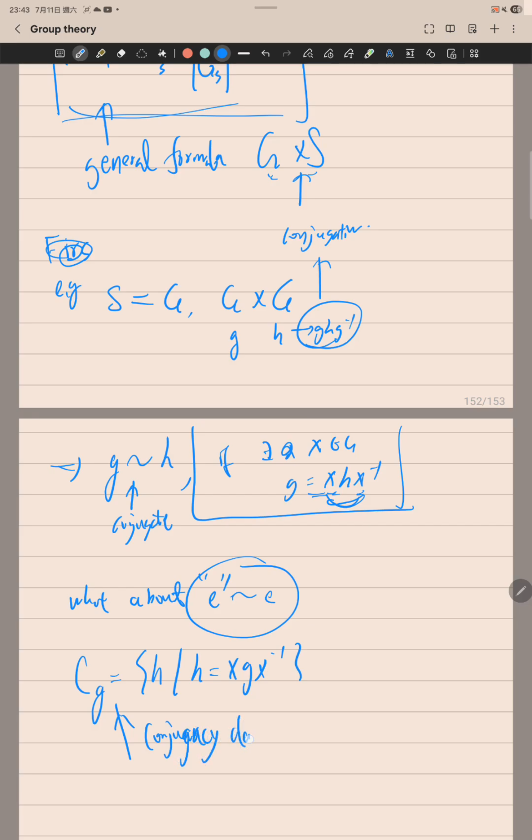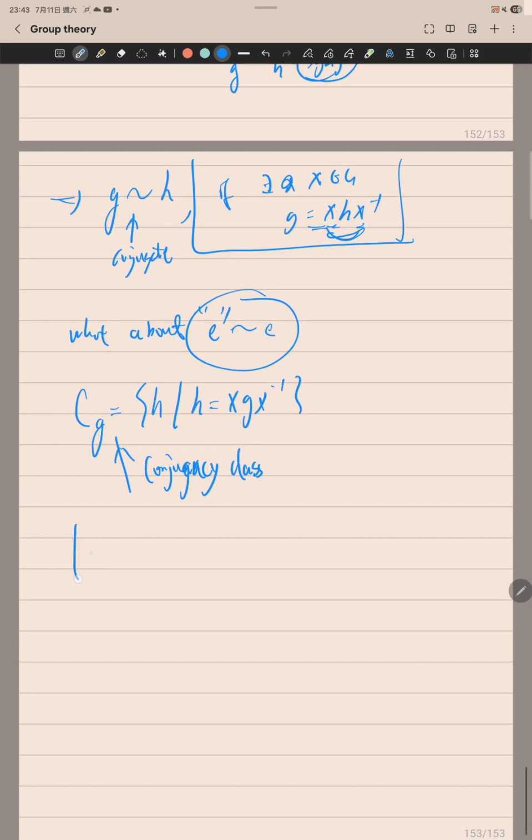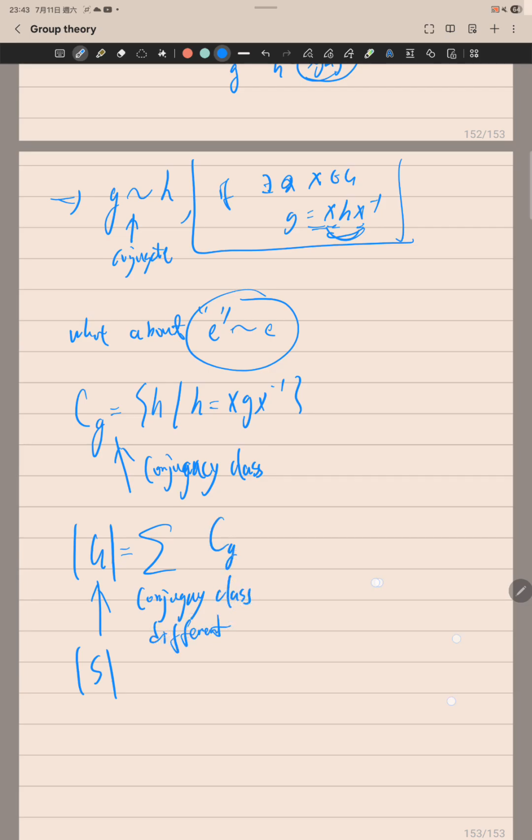Conjugacy class. So the group G, so that the whole set S here, replaced by G, can be written as the different conjugacy classes. And there are a single one, which is identity, plus the classes with |C_G| greater than or equal to 2. These are important formula called the class formula.